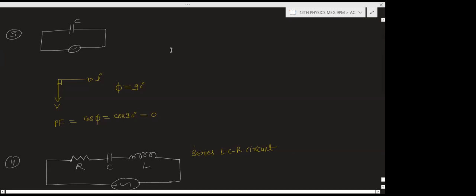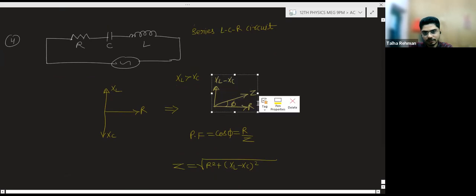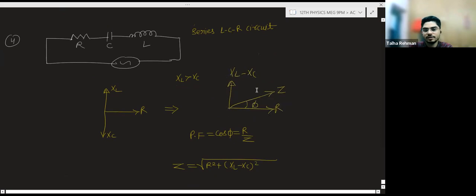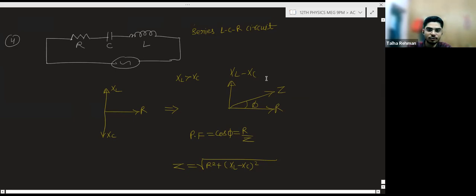Sir, can you scroll? This is the diagram I have drawn now. If you do not know about the phasors, then you will not understand this properly. Why I have written this Z, why I have written this R in this direction, why XL minus XC is there. I have already told this phasor diagram in the last class.